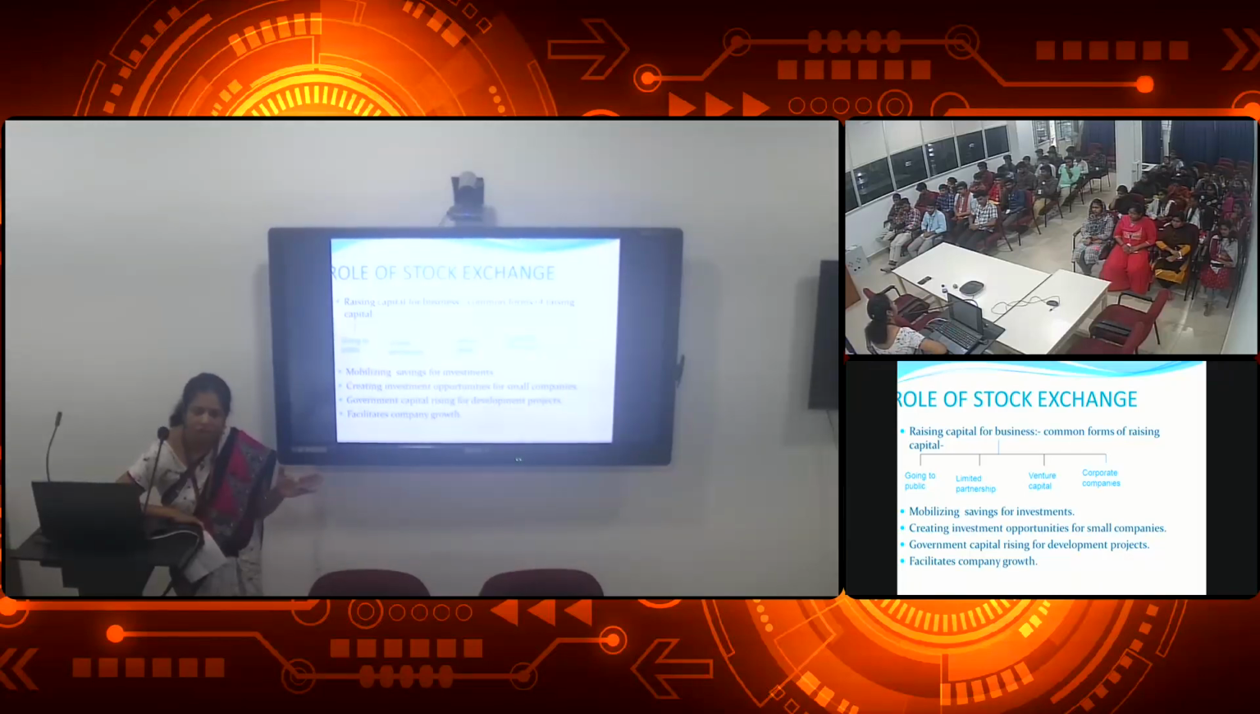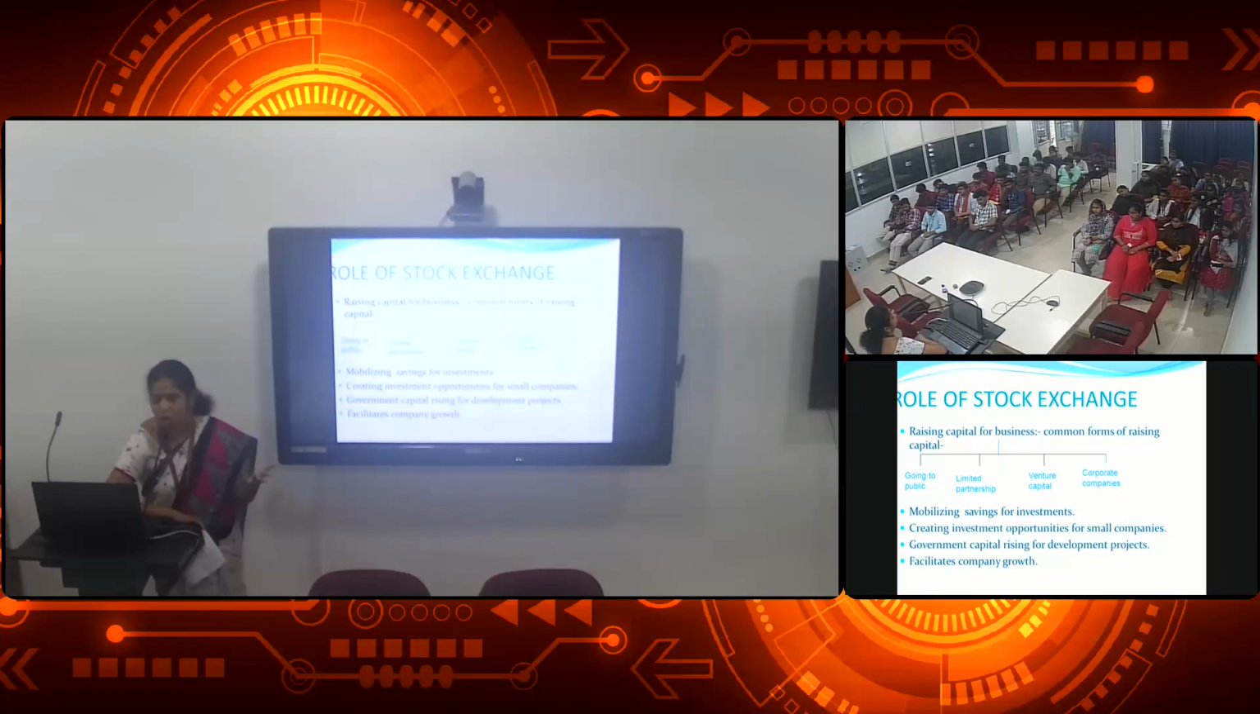In that stock exchange, you are just exchanging the shares and debentures stock. You know the difference between this stock and the debentures stock. It is regulated by the SEBI Act. So what are the main functions of the stock exchange? It helps in mobilizing the funds, and also it creates investment opportunities for small companies.